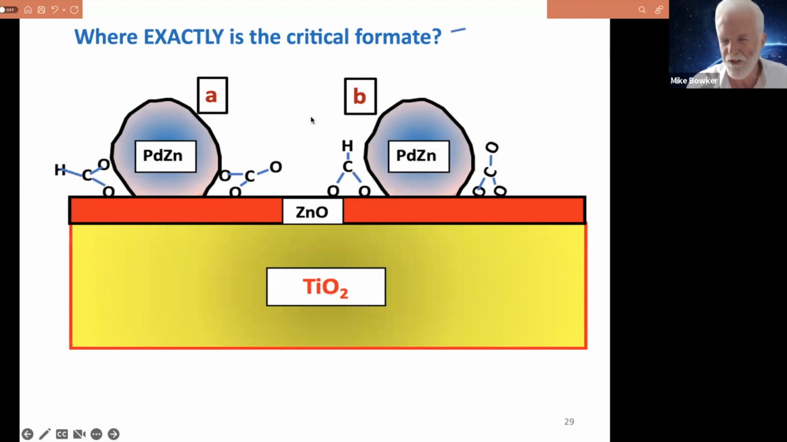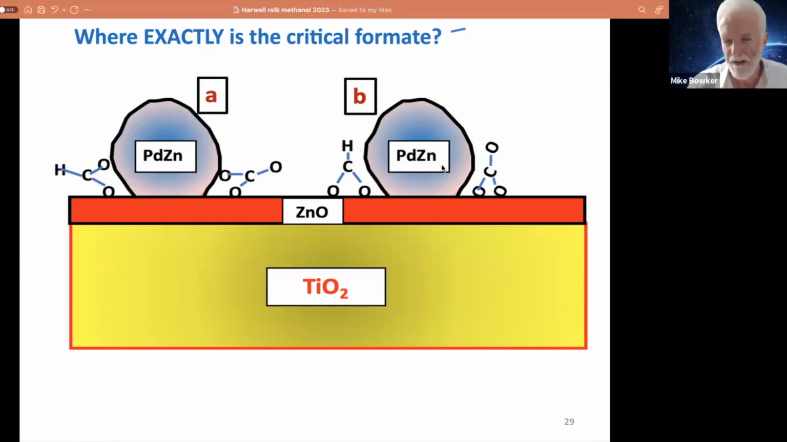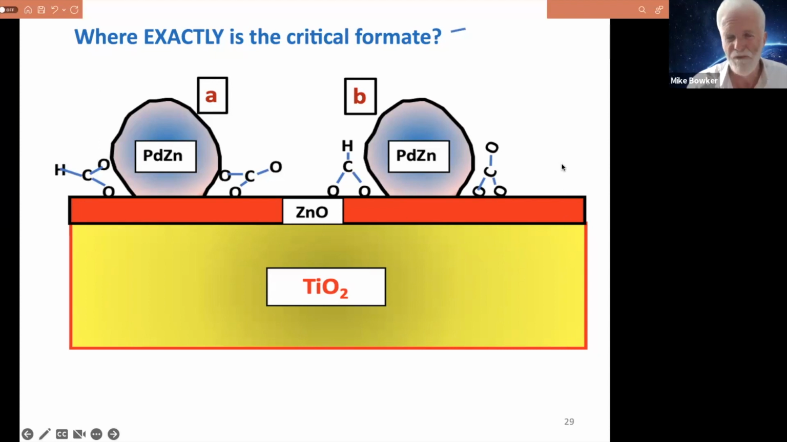There's some other evidence in the literature for copper for this to be the case. And I showed you earlier the lack of dependence, or limited dependence, of the synthesis rate on zinc oxide surface area, that supports a perimeter model for that reaction taking place.